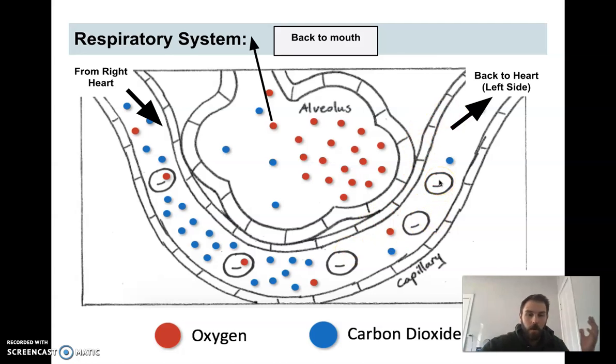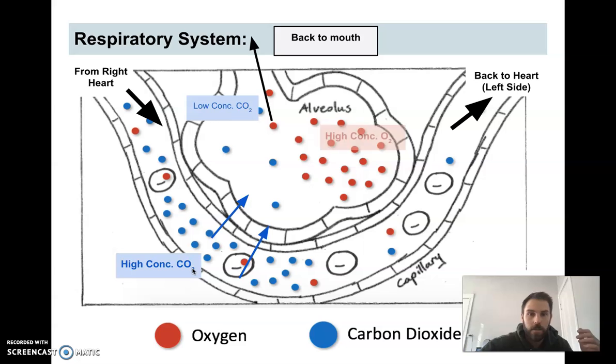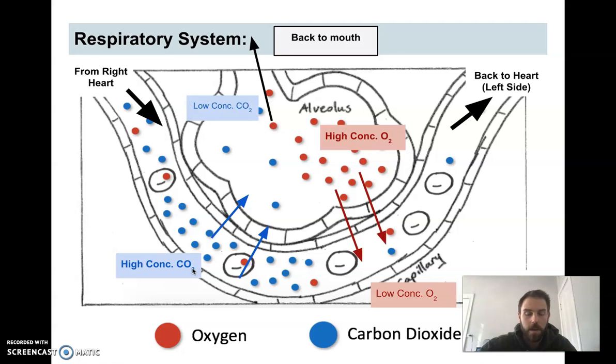So just like our warm-up, if I have a high concentration of CO2 in the blood and a low concentration in the lungs, in the alveoli, which way is it going? High to low. It's going into the lungs. And if I have a high concentration of oxygen in the lungs and the alveoli, and a low concentration in the capillaries, it's going into the capillaries. That's how oxygen is going to go into your body, go into the lung, and go into your blood from the lungs. So thanks for watching, everyone.